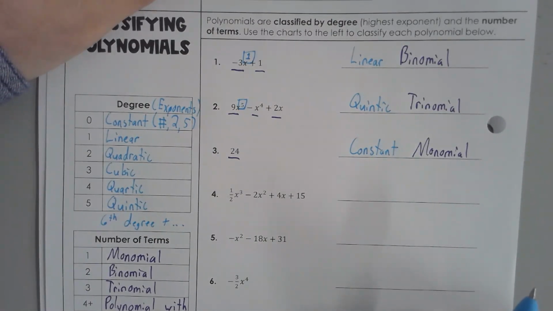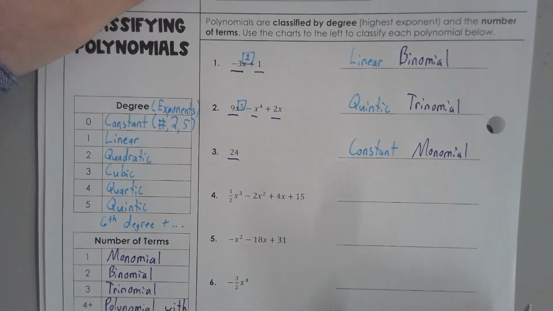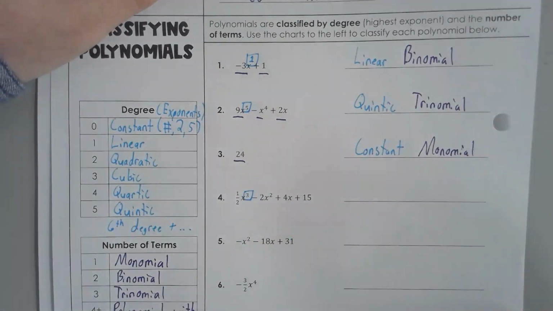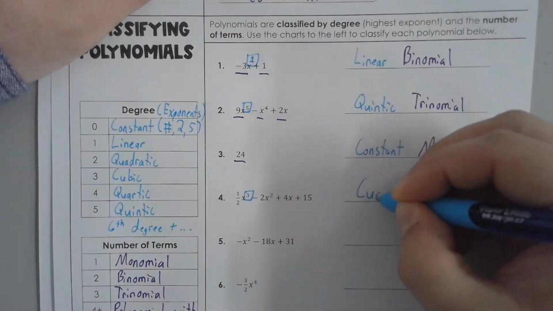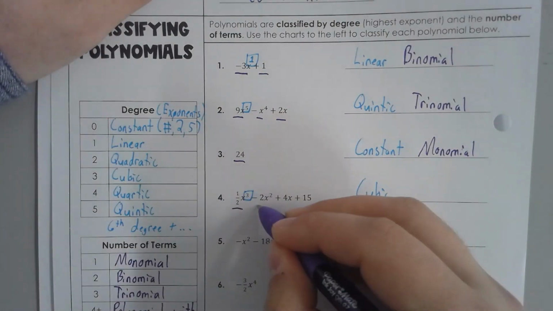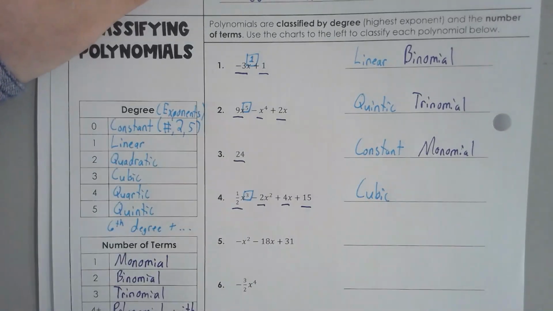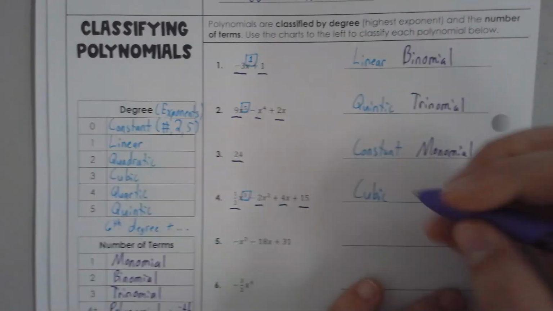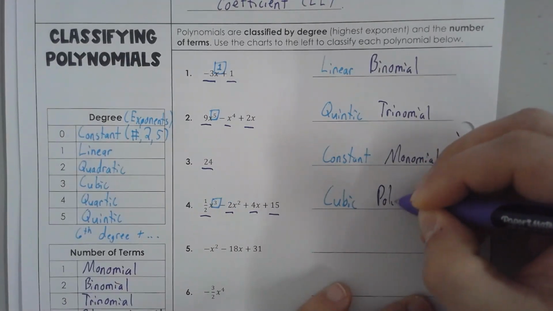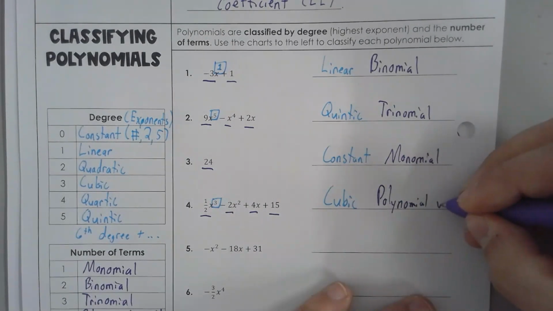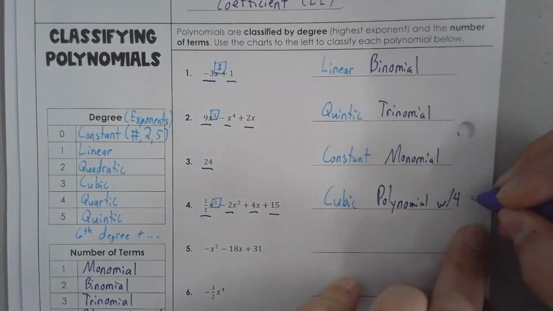All right, on number 4, what's our biggest exponent? 3. So what do we call that? Cubic. And we have how many terms? Does a hash count as a term? Yep. We got 4 terms, so we call it a polynomial with 4 terms.